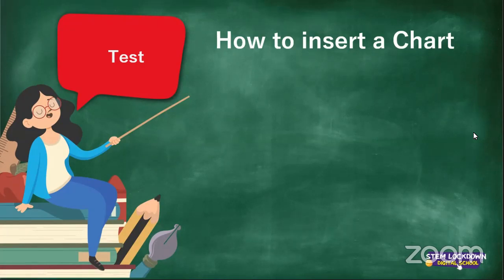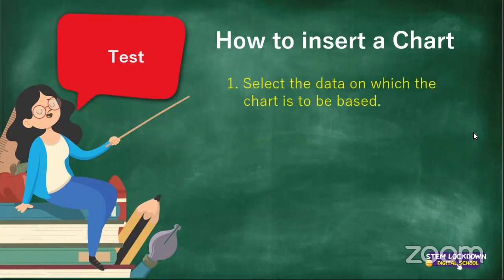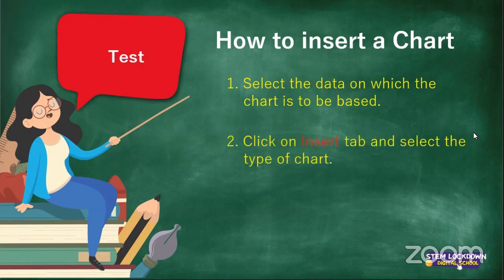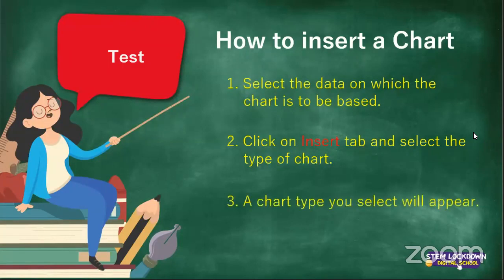All right, so getting back, how do you insert a graph? It's quite simple, right? First and foremost, you need to have data, usually in a table format, right? So you select the data on which the chart is to be based, right? Then you click on the insert tab and select the type of chart that you want, right? Then the chart type you select will appear, isn't it? All right, so let's just check how that goes.